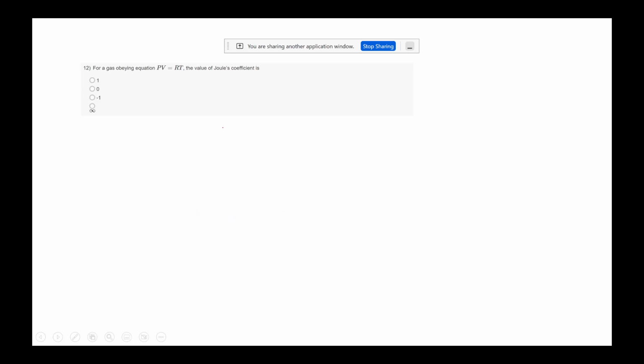Now for a gas obeying the equation PV equal to RT, the value of Joule's coefficient is... Now Joule coefficient, if you remember from the previous class, eta J is defined as del T by del V at constant U, and this can be written as 1 by Cv times del U by del V at constant T.